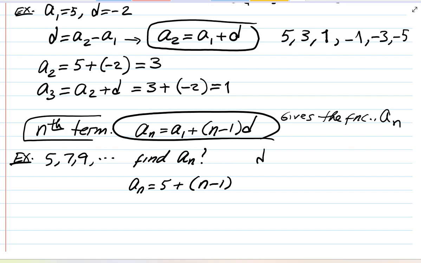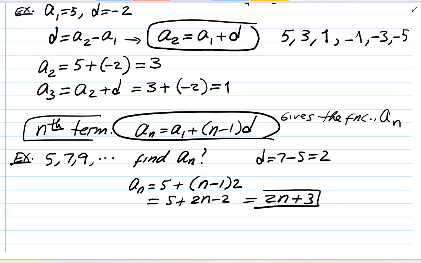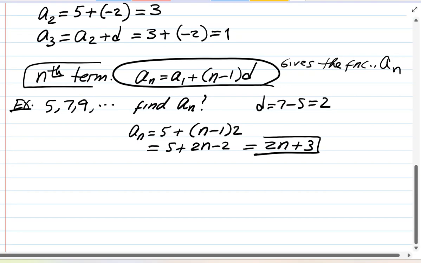And what is d here? d is 7 minus 5, 2. Well, you can do 9 minus 7, it doesn't matter, times 2. And there you go. Let's simplify this. 5 plus, distribute from the right, 2 times n, 2 times 1. And now write it as 2n plus 3. And there you go. That is the function that actually generates the terms of the sequence.